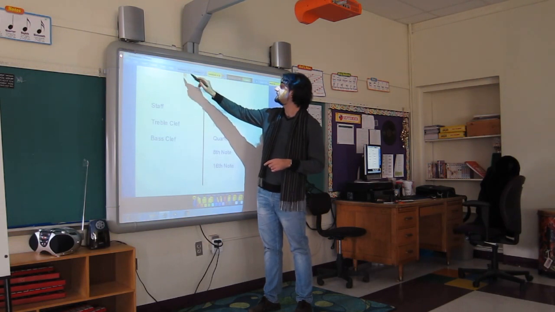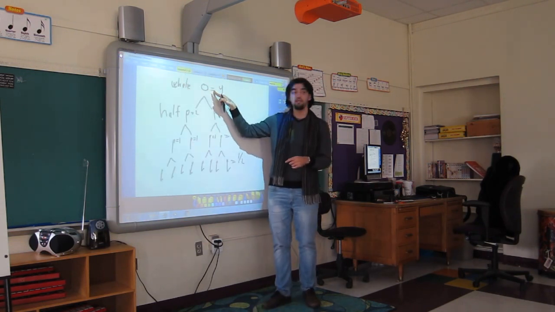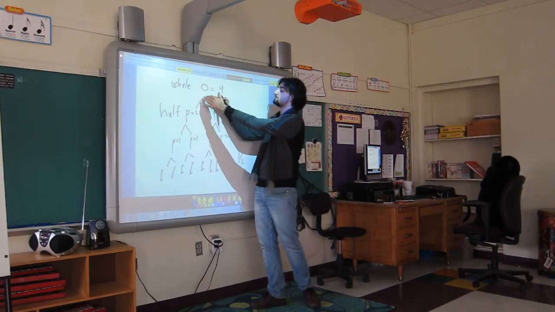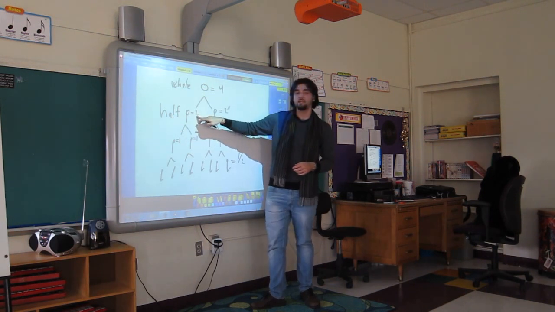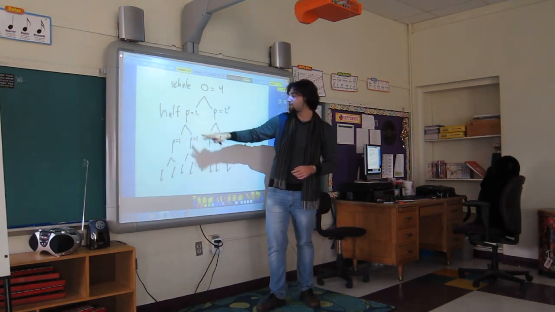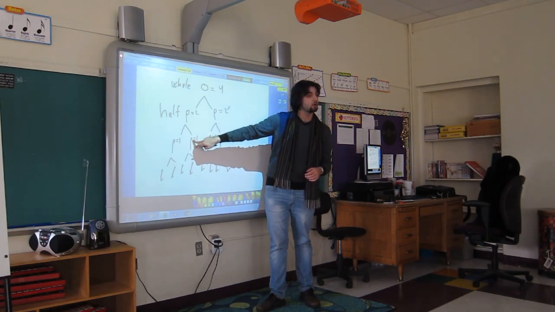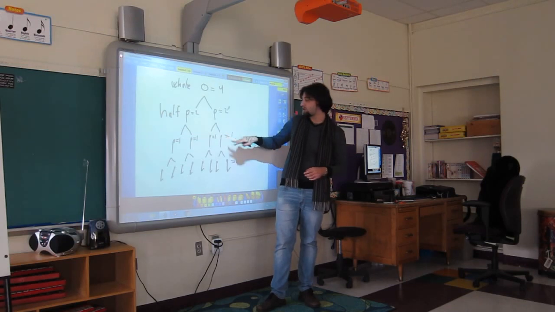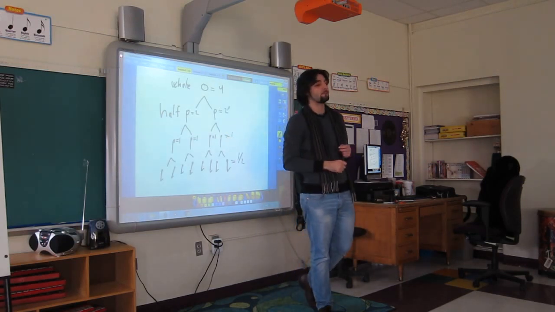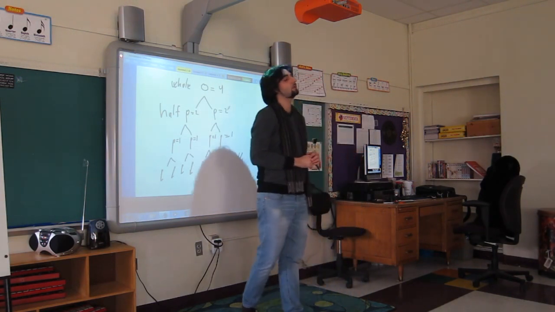Now, instead of just memorizing these definitions, one thing that can help you is if you visualize it, okay? So we're going to take a look at this right now. We have a whole note that gets 4 beats. Then it gets split into 2 half notes that get 2 beats each. Those get split into 2 quarter notes that get 1 beat each. Good. Now what's half of 1? Raise your hand. Half of 1.